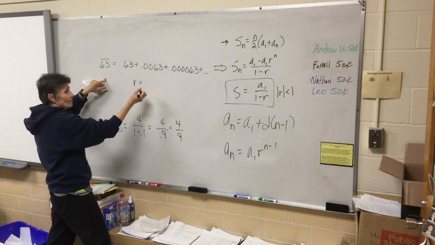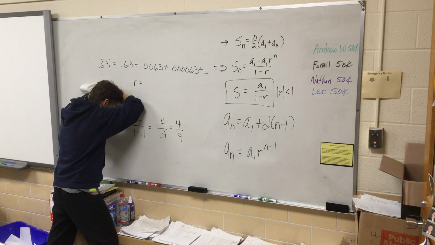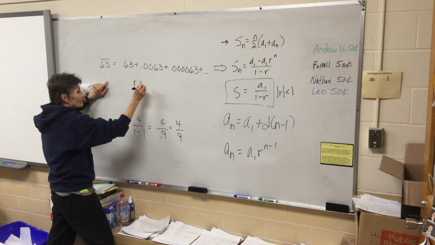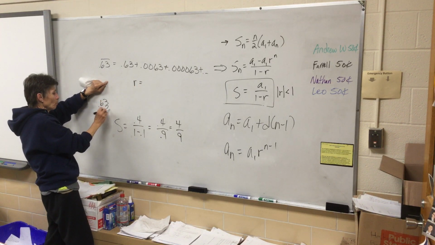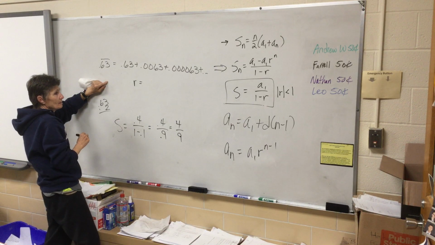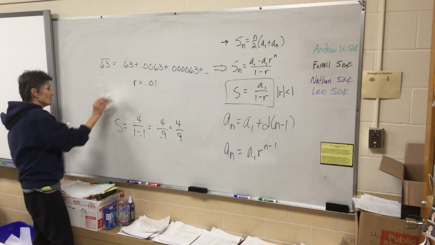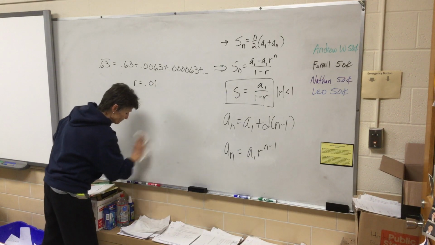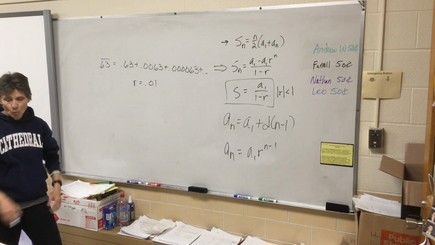Not 0.1. Someone talk to me, please. What am I multiplying by? 0.2. No. What's 0.63 times 0.2? That wouldn't give me that. 0.01, sure. You're multiplying by 1/100th. You're moving the decimal point 2 places in each term. 2 places is 1/100th. 1 place is 1/10th.